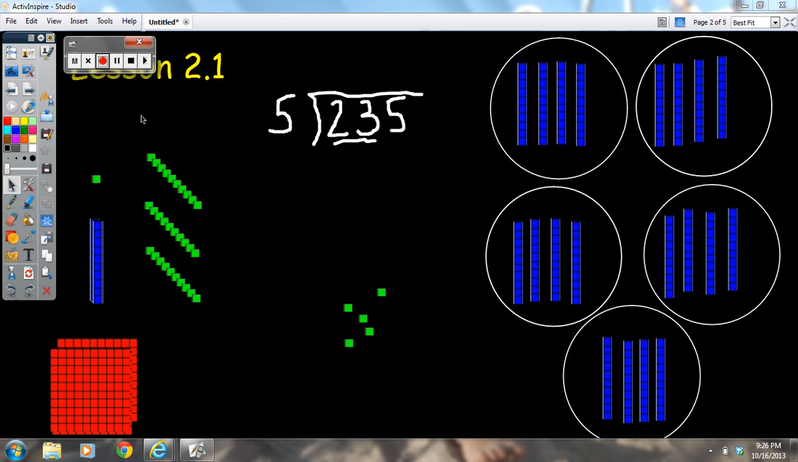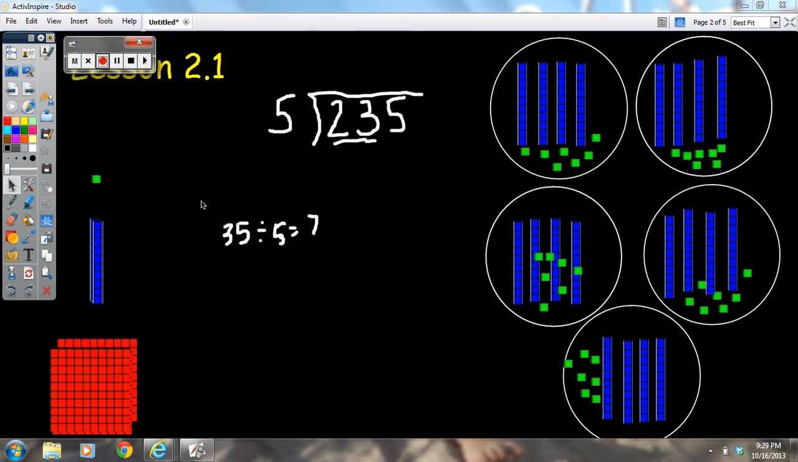So if I take my 35 ones and divide them into 5 groups, I would know from my basic facts that 35 divided by 5 gives me 7. That means there would be 7 ones that fit into each one of these groups.